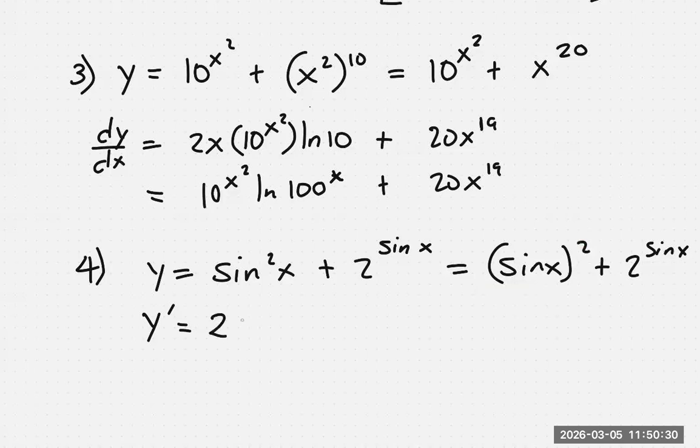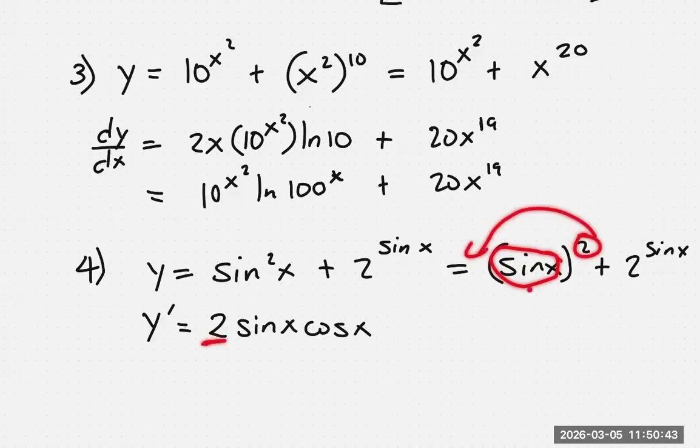So 2 sine x cos x. Just to make sure everybody understands how we get that. Remember, the chain rule says when you have a function raised to a power, the same thing we did a while ago, multiply by the power, that's where the 2 came from. Differentiate the function inside, that's the cos x, and put the same function inside, which is the sine x, raised to 2 minus 1, which is the sine x to the 1, which is the sine x.